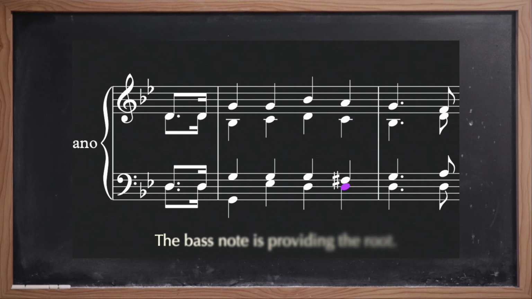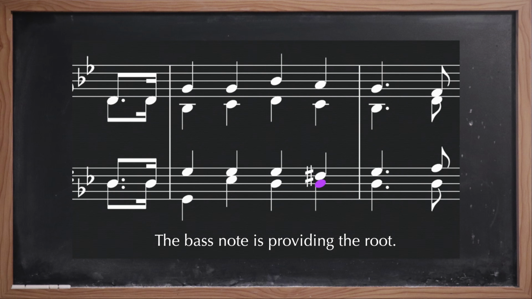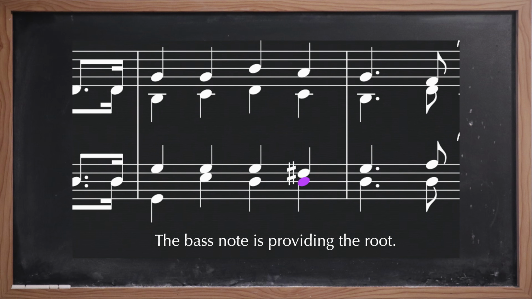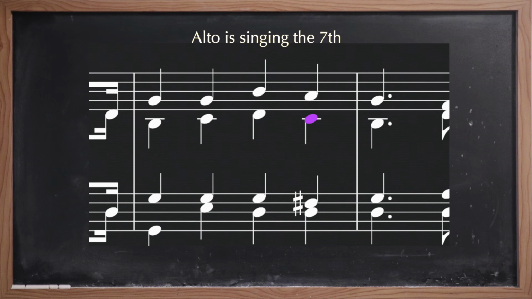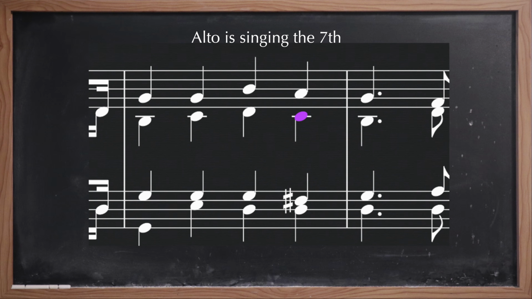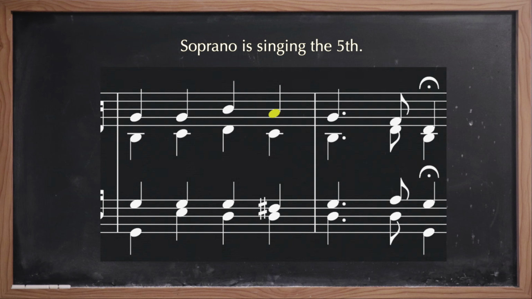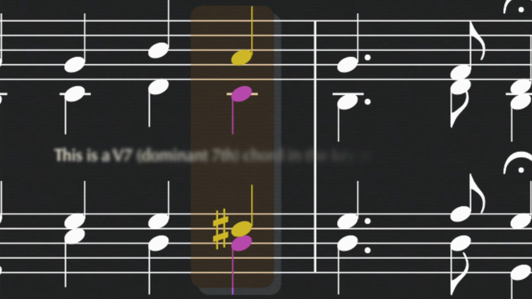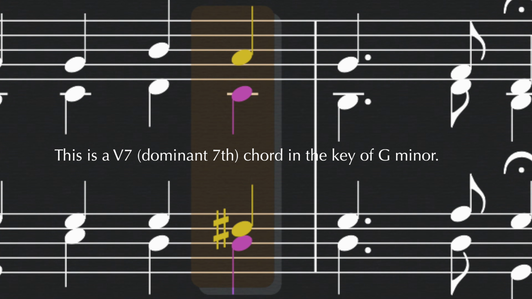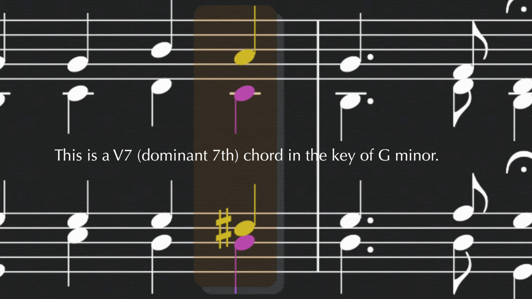That bass is providing a very important root note of this chord, because without that bass note, this would just be an ambiguous tritone. And then the alto is singing the minor seventh, or what makes it a dominant seventh chord. And then that A up in the soprano, that is simply just the fifth. So this chord is voiced as root, third, minor seventh, and fifth. This is simply just a 5-7 dominant seventh chord in the key of G minor.